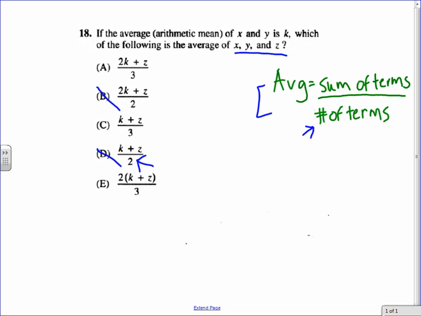First we have to set up that the average of x and y is k. They told us the average is k, and that is the sum, x plus y, divided by the number of terms, which is 2. Then I like to put a 1 in the denominator because that helps me see what we should do next: cross multiply. Then we get that x plus y equals 2k.